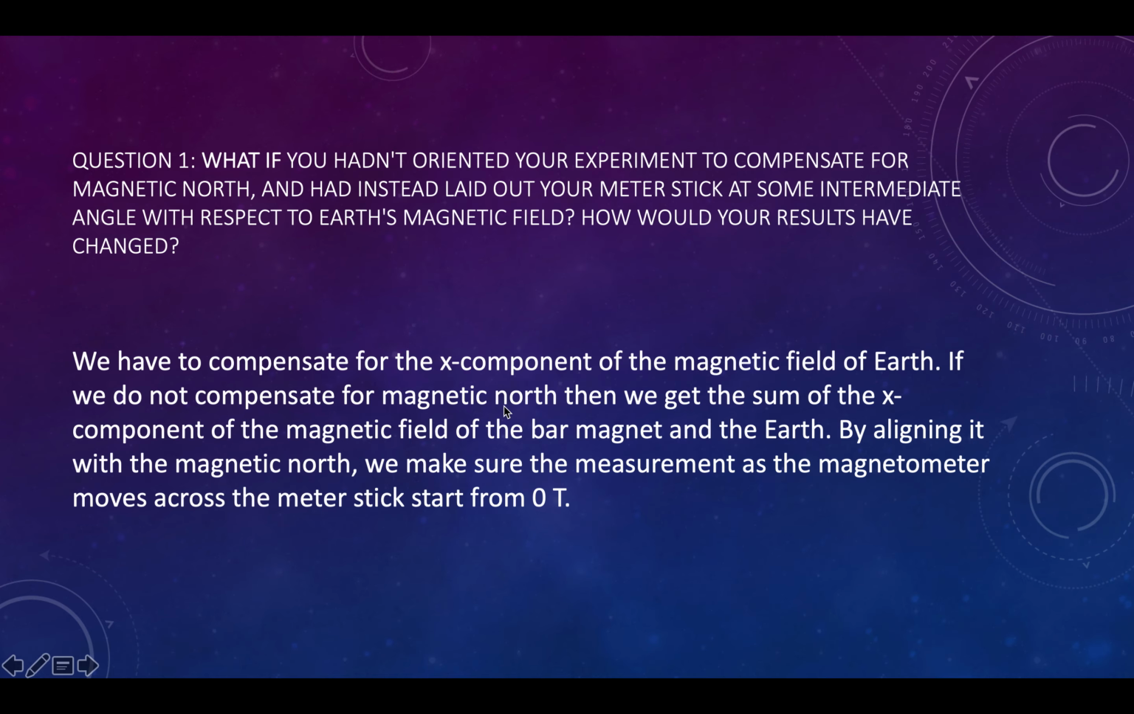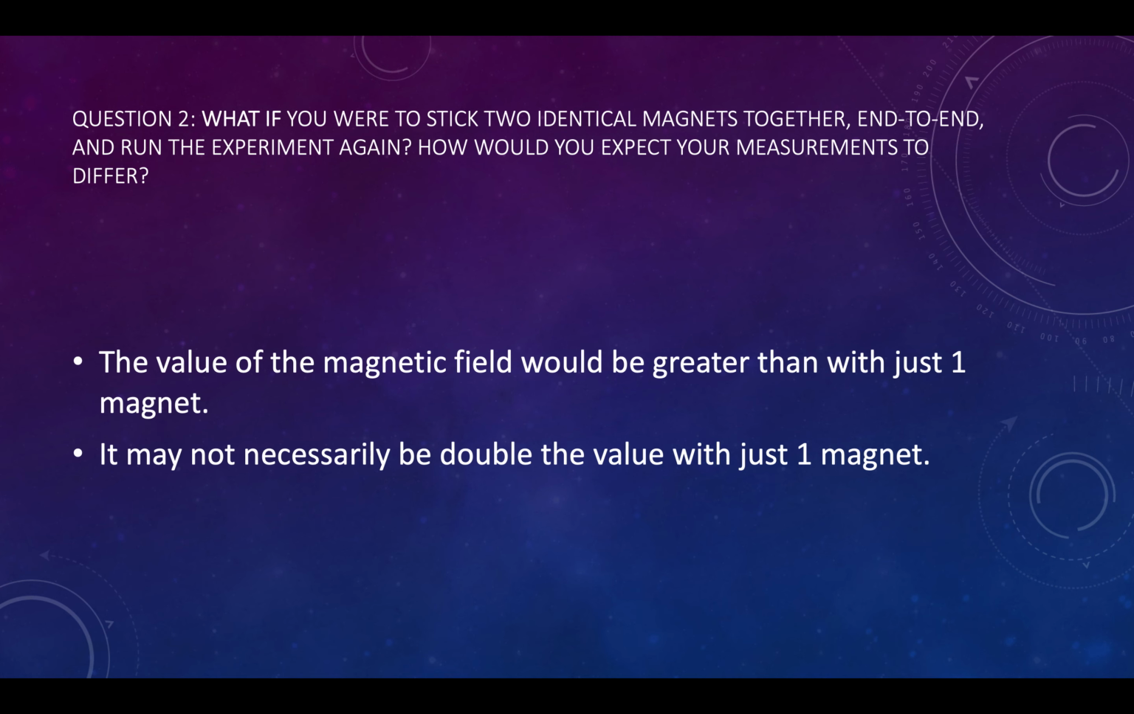Question 1 was, what if you hadn't oriented your experiment to compensate for the magnetic north? We have to compensate for the x component of the magnetic field of Earth. If we do not compensate for the magnetic north, then we get the sum of the x component of the magnetic field of the bar magnet and the Earth. By aligning it with the magnetic north, we make sure that the measurement of the magnetometer starts from 0 Tesla.